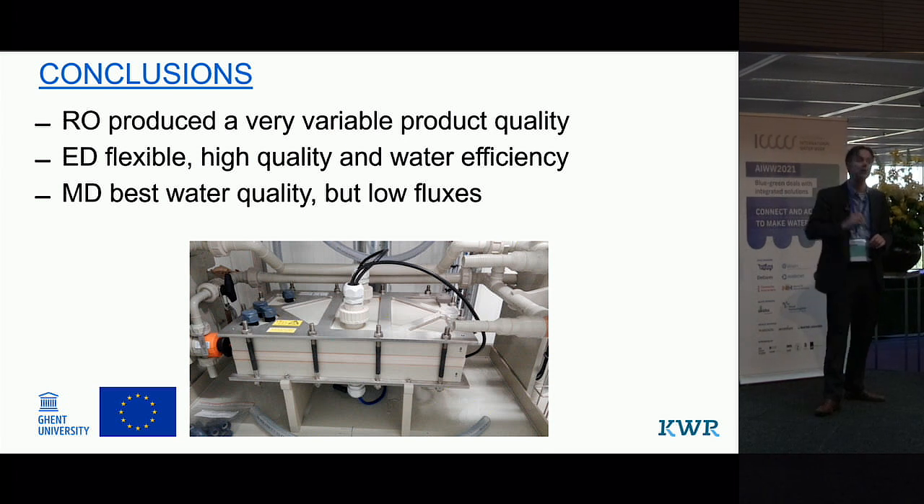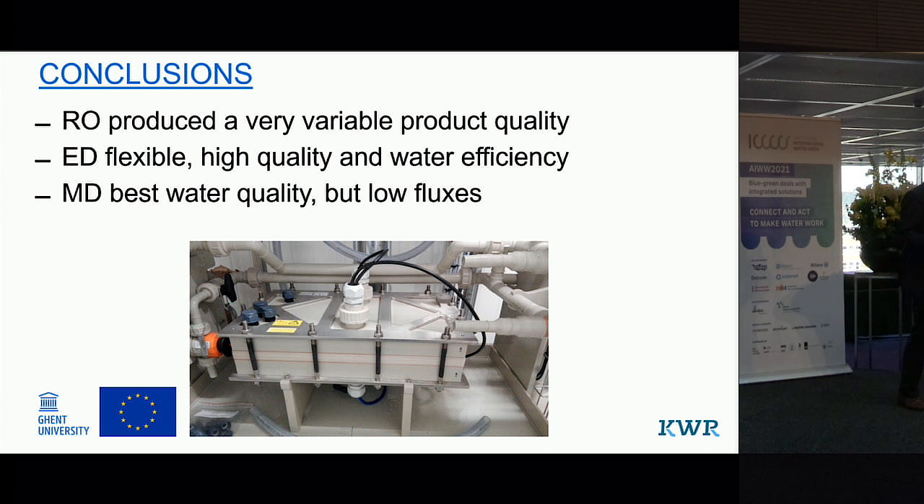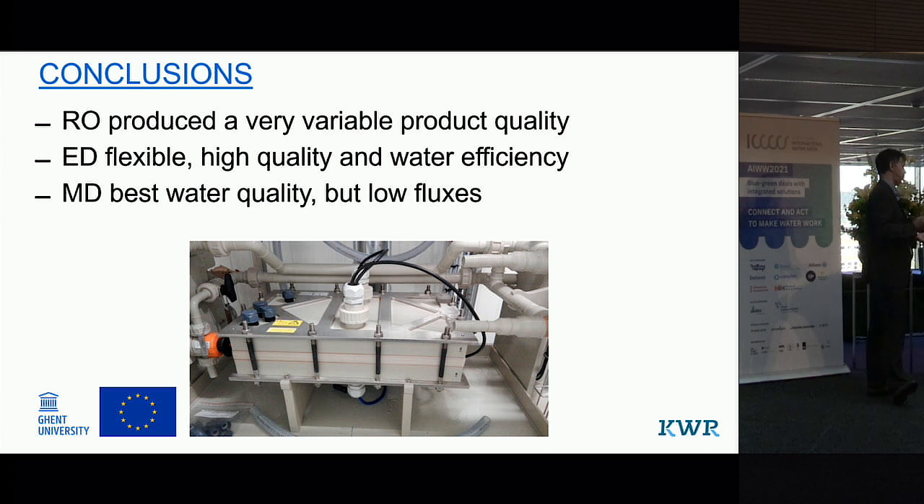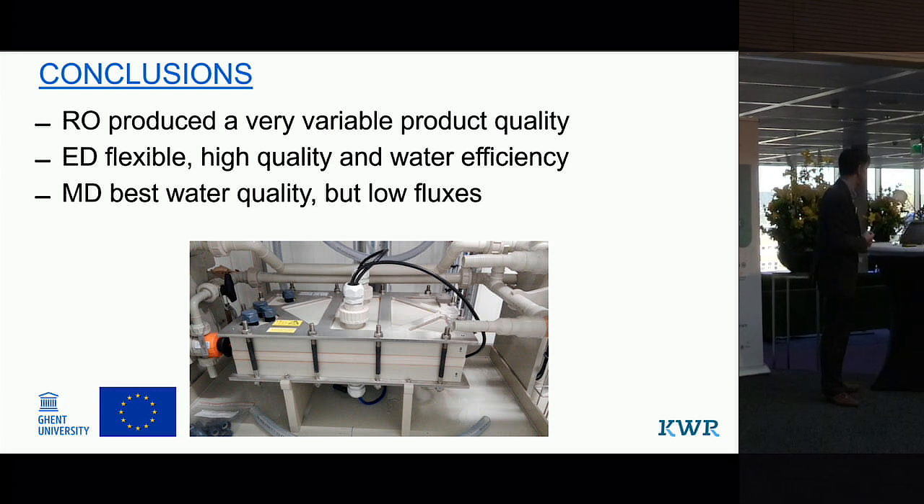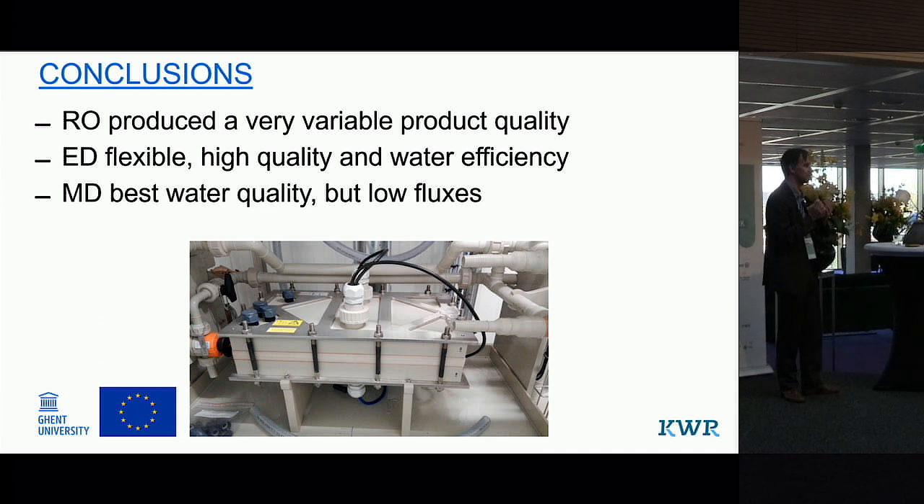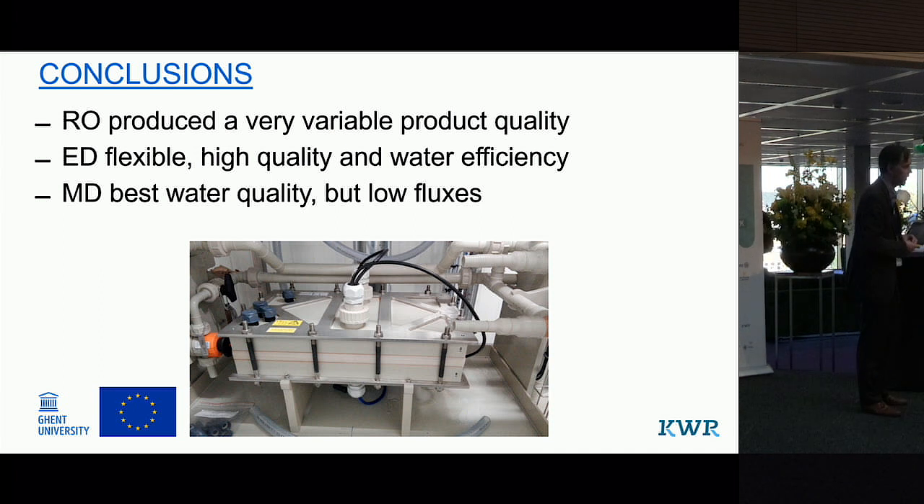RO produced a variable product quality, and depending on your condensate stream quality, you had a different product quality. ED is more flexible and also delivered a high quality in water efficiency, while membrane distillation had the best water quality but had a very low flux, translating into a high capital cost.